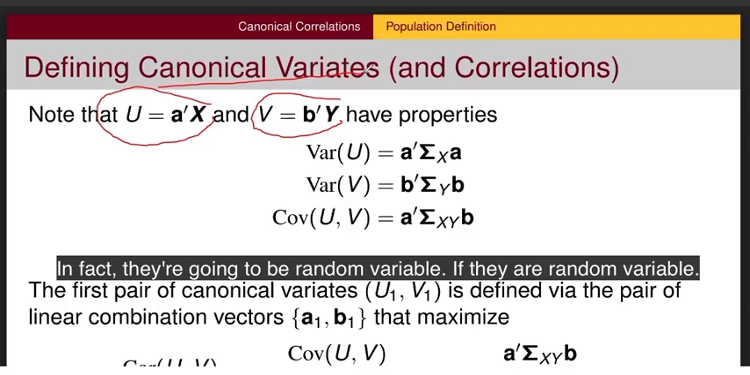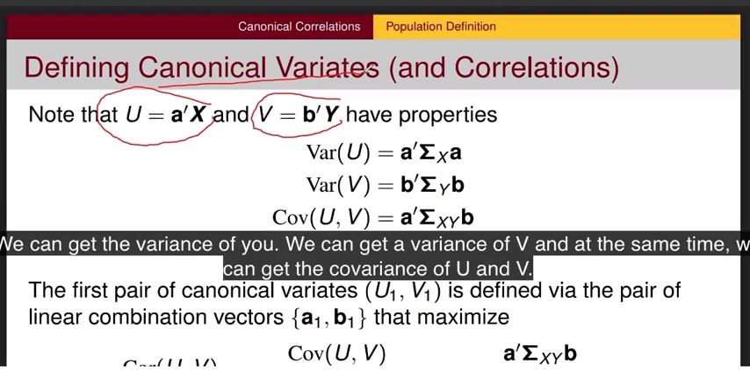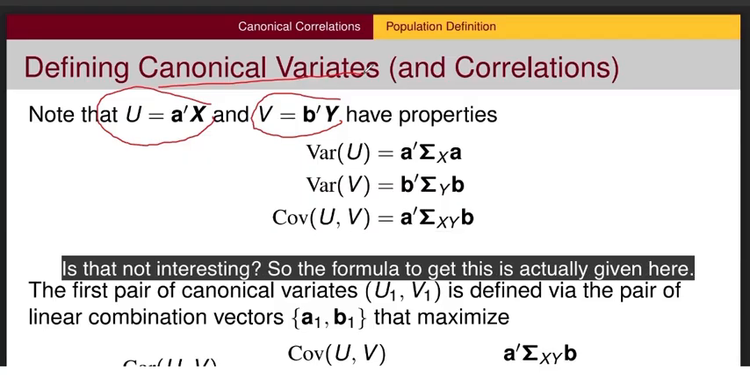If they are random variables, we can look into the variance of the canonical variates. We can get the variance of U, we can get the variance of V, and at the same time, we can get the covariance of U and V. Is that not interesting? The formula to get this is given here. Take a look at this.